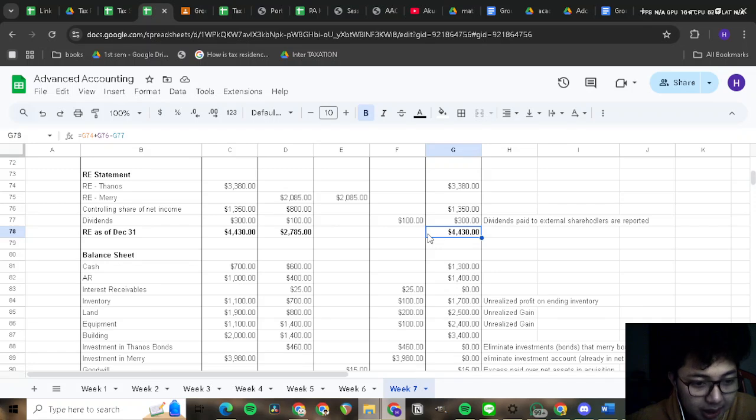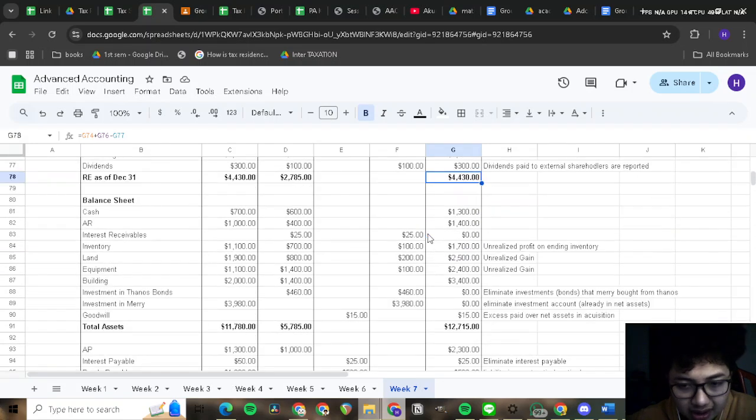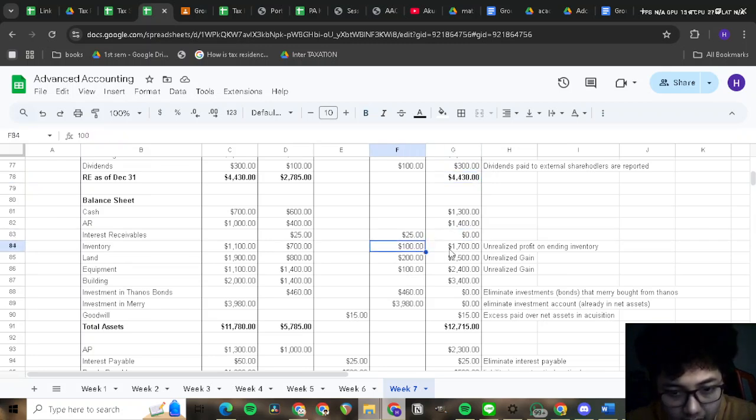And the last bit is the balance sheet. So there are some adjustments in the balance sheet as well. Maybe I can say, I eliminate interest receivables, and I also manage to eliminate the unrealized profit on ending inventory. They have an ending inventory, but you don't want to realize any profit from that because it hasn't been sold yet. Unless it has been sold, then you get to realize it.